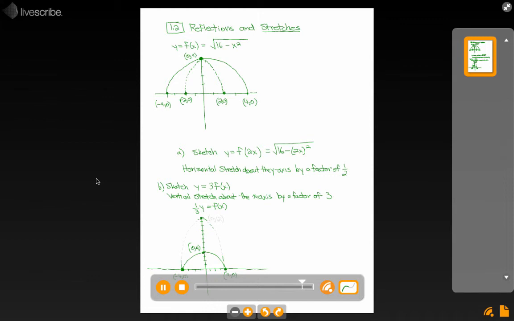And this thing once again stops being a semicircle and becomes a curve like this, much taller than it is wide. If I label this point up here, 0, 12 is the new y-intercept. So there you have a horizontal stretch and a vertical stretch.